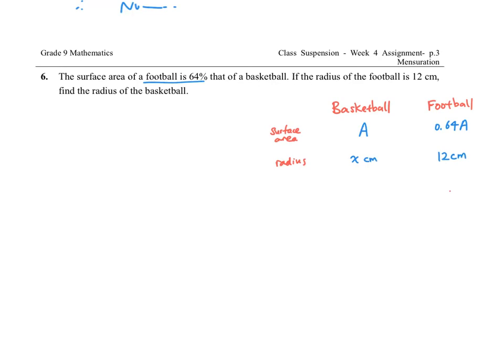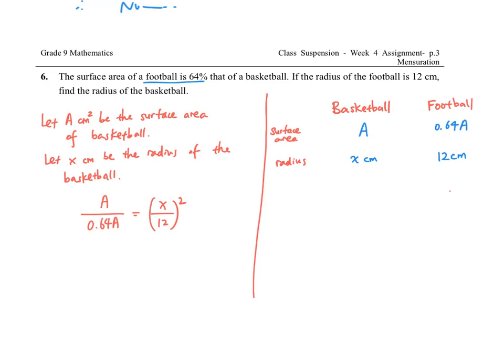Okay, so you can see that in this question there are two unknowns, because for surface area I don't know, so I have to let A or let y or let m, let p, you have to let. And then for the radius of the basketball I also have to let, so you have to write two symbols here. Okay, so after you're letting everything, then you can write out the equation. And then for the next line, you can already eliminate the A. Okay, so you can continue yourself and finish this question.